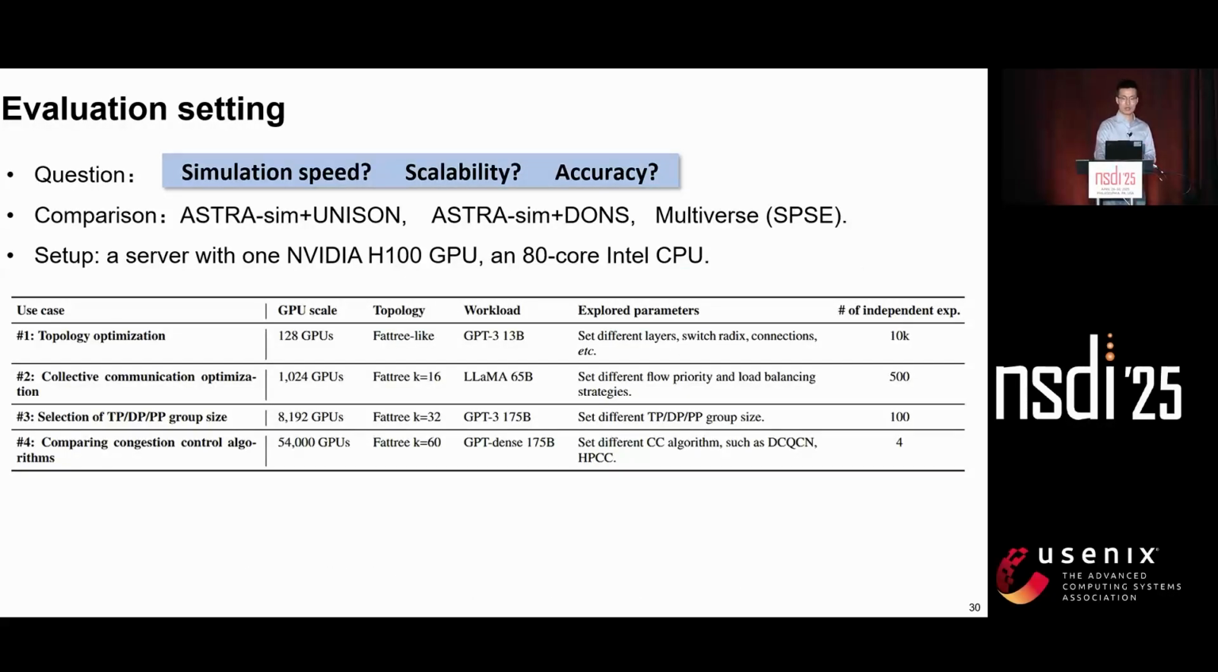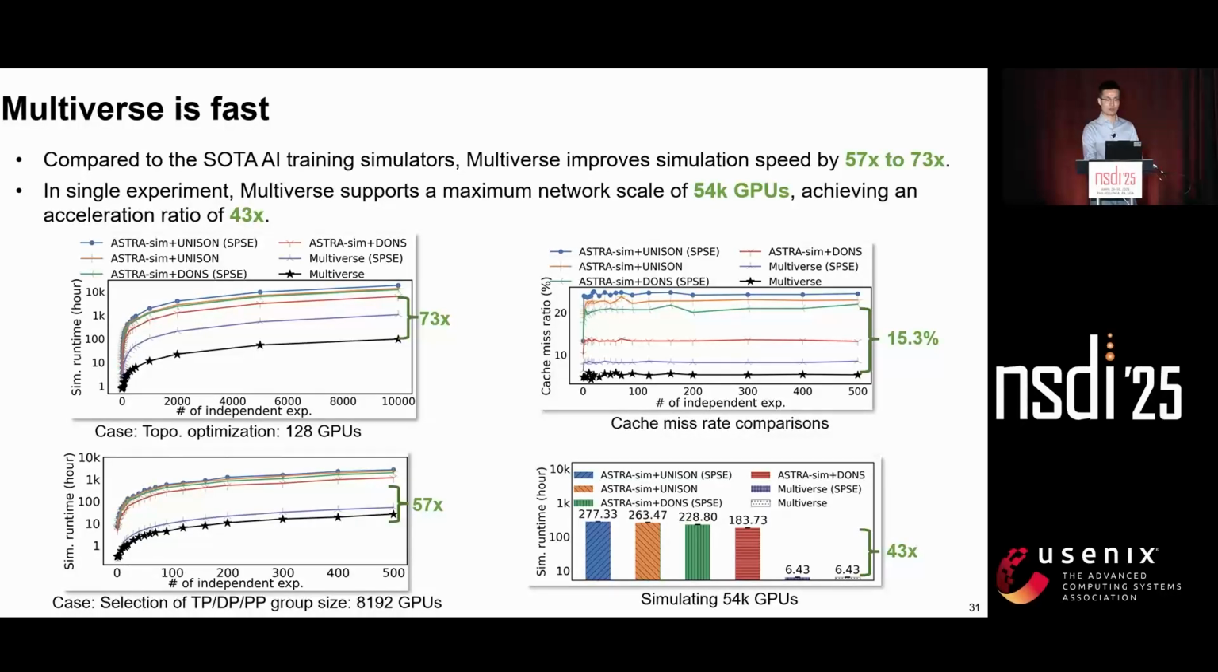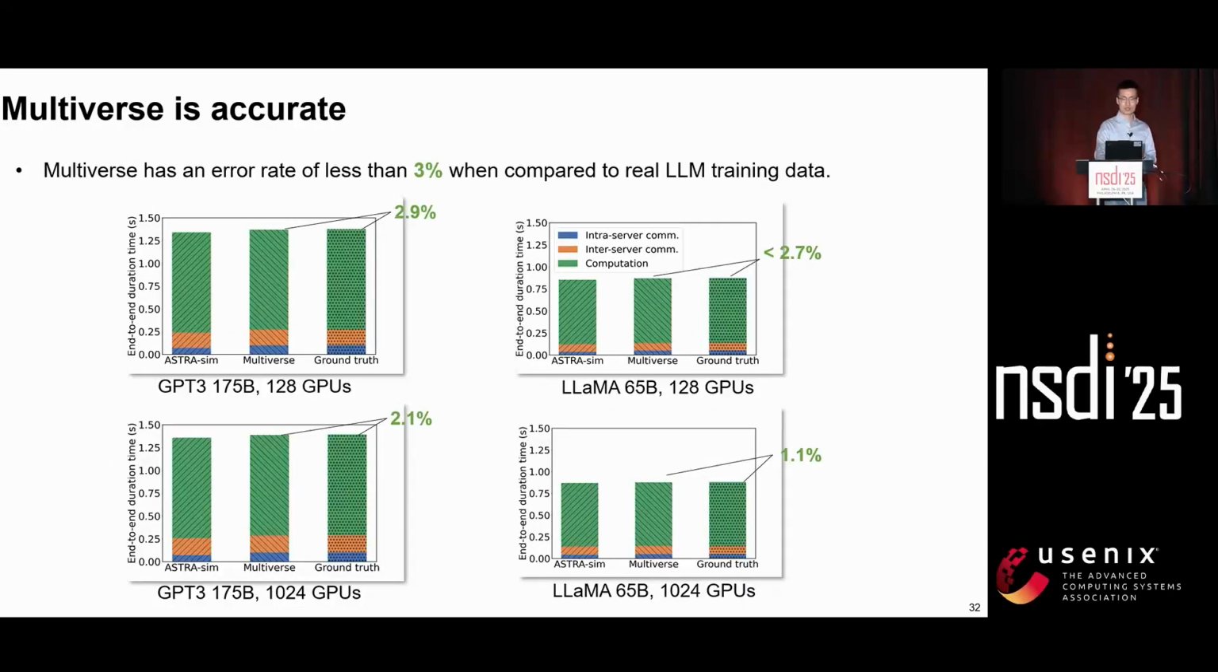The next is evaluation. We tested Multiverse's speed, scalability, and accuracy against existing simulators. As for simulation speed, Multiverse is 15.7 to 73 times faster than other simulators. And Multiverse supports up to 54,000 GPUs in single experiments, which is a 43 times speedup. As for simulation accuracy, Multiverse has less than 3% error compared to real LLM training data.